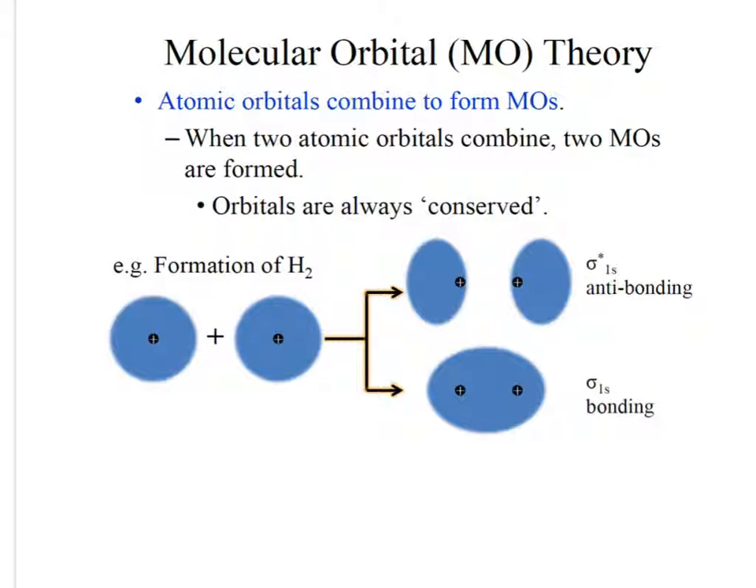Two orbitals are formed. The sigma with the little star is anti-bonding. That means if an electron's in the anti-bonding orbital, it's not involved in bonding. The electrons are spending most of their time away from the region between the nuclei. The sigma 1s, that is bonding. That's a bonding orbital. It's involved in bonding as electrons spend most of the time in the region between the nuclei.